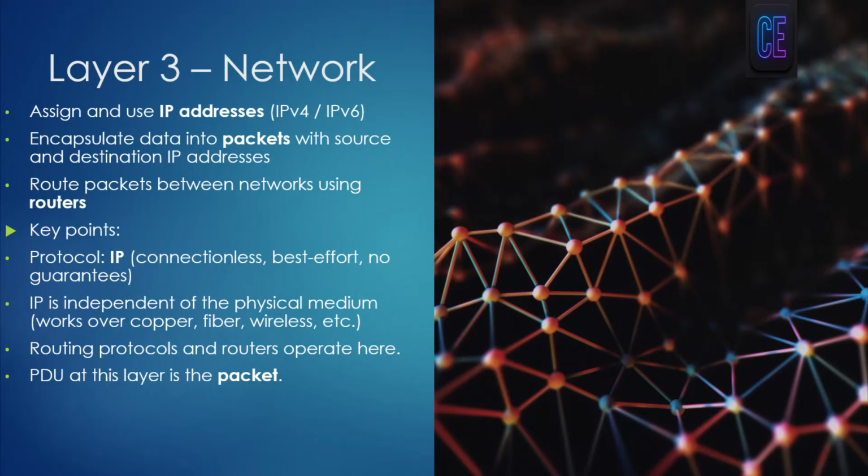Layer 3, network. The network layer is responsible for logical addressing and routing. Main functions: assign and use IP addresses, IPv4 and IPv6. It encapsulates data into packets with source and destination IP addresses. It routes packets between networks using routers. Key points to take away: the protocol is IP, connectionless, best effort, no guarantees. IP is independent of the physical medium, and works over copper, fiber, wireless, etc. Routing protocols and routers operate here. The PDU at this layer is the packet.